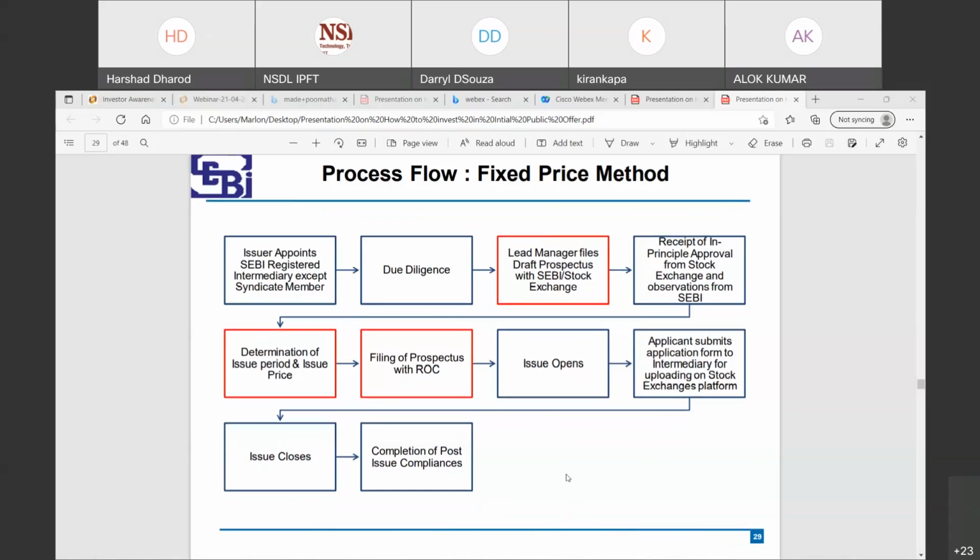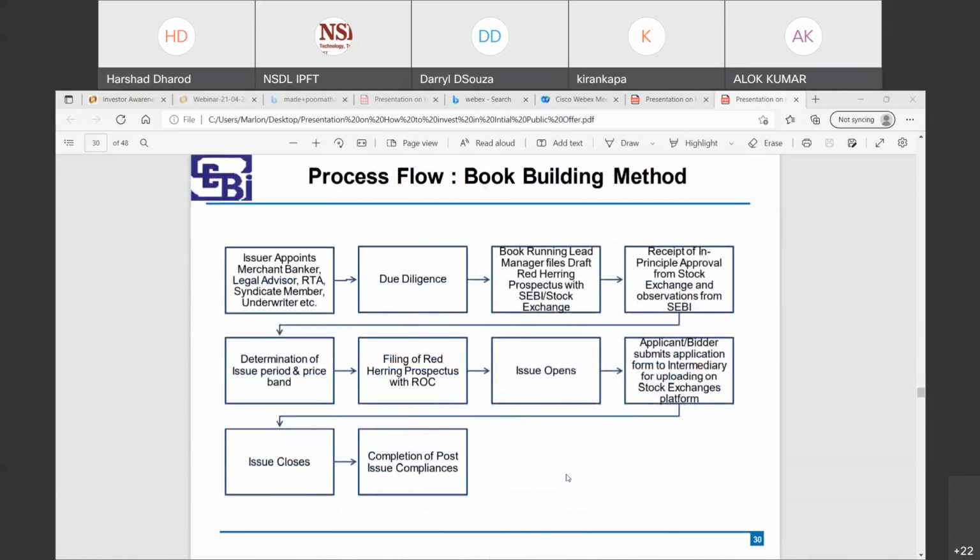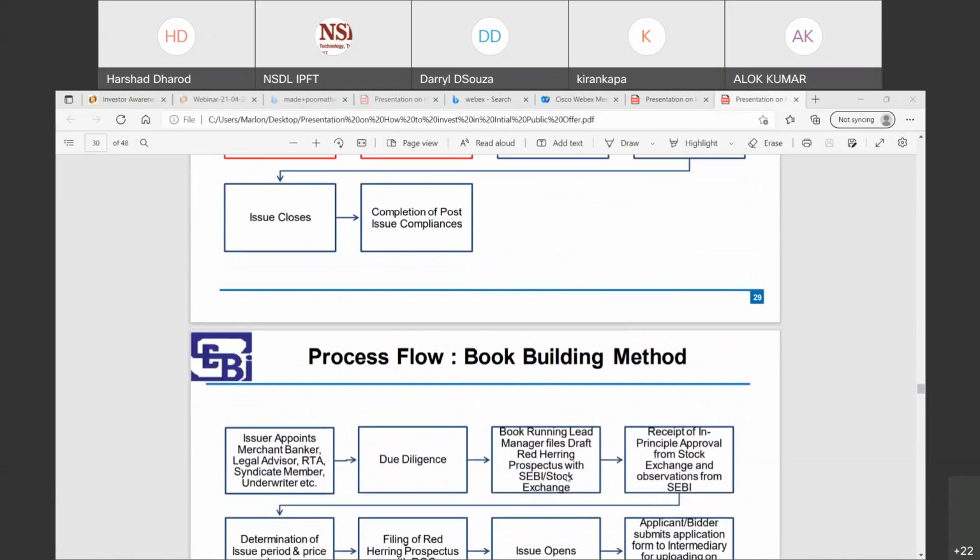Once the issue gets closed, the issue will be open for 3 days. Maximum it can be open for 10 days. If there is any price revision, say within the 3 days they come to know that the subscription is very low and there is no demand as such, they have the option to revise the price. Suppose they have fixed some price band, they can lower it because at that price no one is ready to bid in the offer document. If they revise the price, then again it will open for another 3 days, but it cannot go beyond 10 days. So this is the issue closure. Once that is closed, then the other formalities are there.